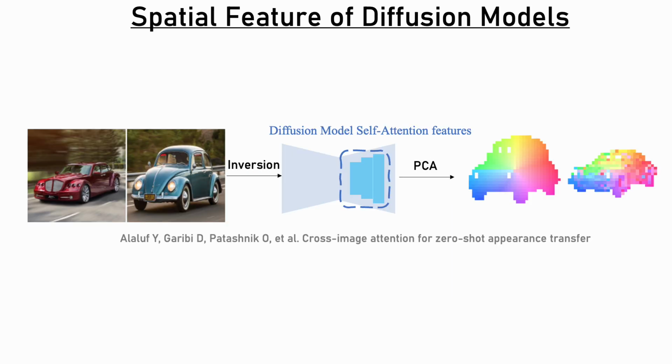Existing works have shown that the self-attention features of diffusion models have a strong sense of spatial awareness, which can be used to build accurate semantic correspondence between two objects. Inspired by this, we choose the self-attention feature from the source image to perform as a guidance with the source structure information.